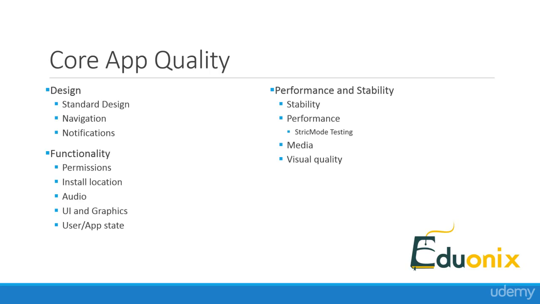In order to provide expected functional behavior, certain criteria should be followed, like only requesting the absolute minimum permissions that your app needs to support core functionality, that your application functions as expected when installed on the SD card if this feature is supported by your application, that audio does not play when your application is not in the foreground, unless this is a core feature of your application like in a music player.